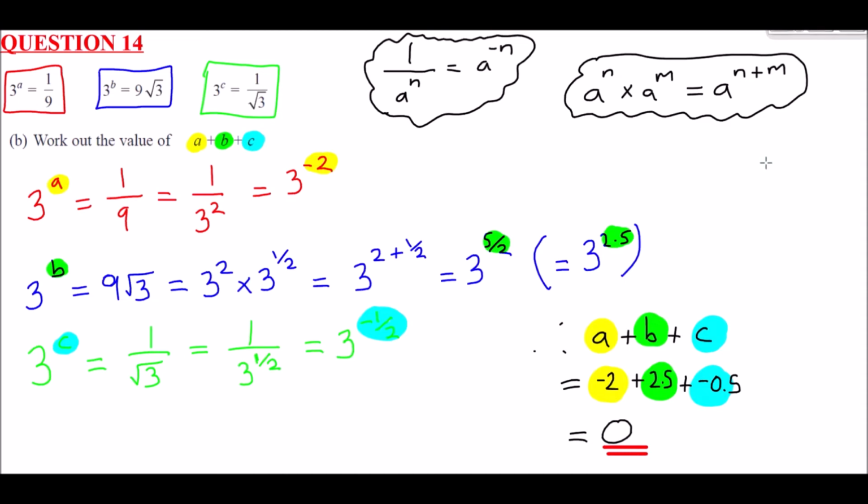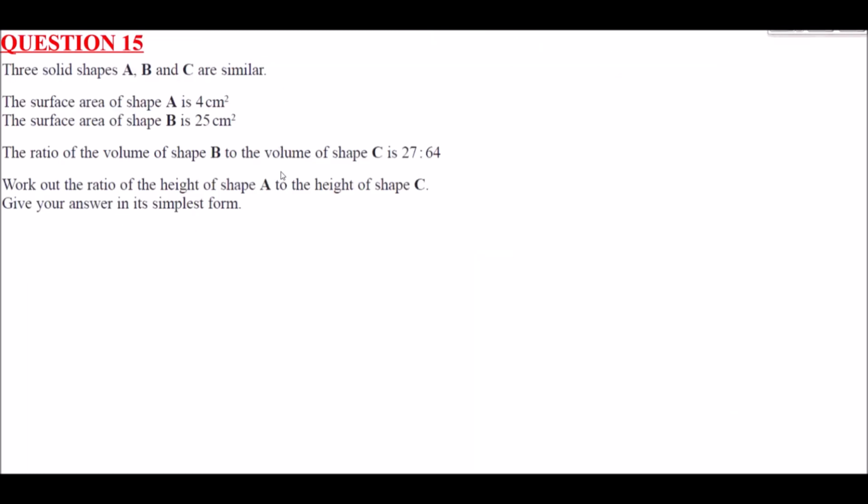Let's now have a look at question 15. So for question 15, we have here that shapes A, B and C are mathematically similar. We have the surface area of A is 4 and the surface area of B is 25. The ratio of volume of shape D to the volume of shape C is 27 to 64. Work out the ratio of height of shape A to the height of shape B. Give your answer in its simplest form.